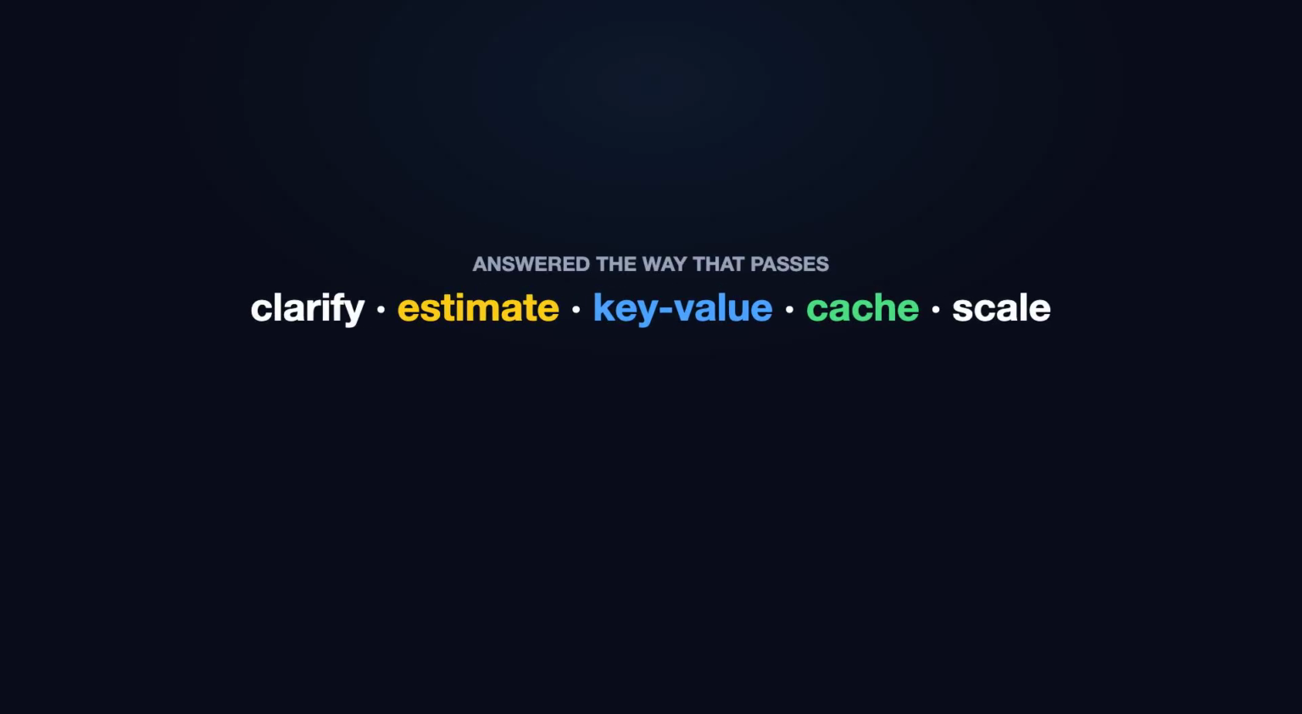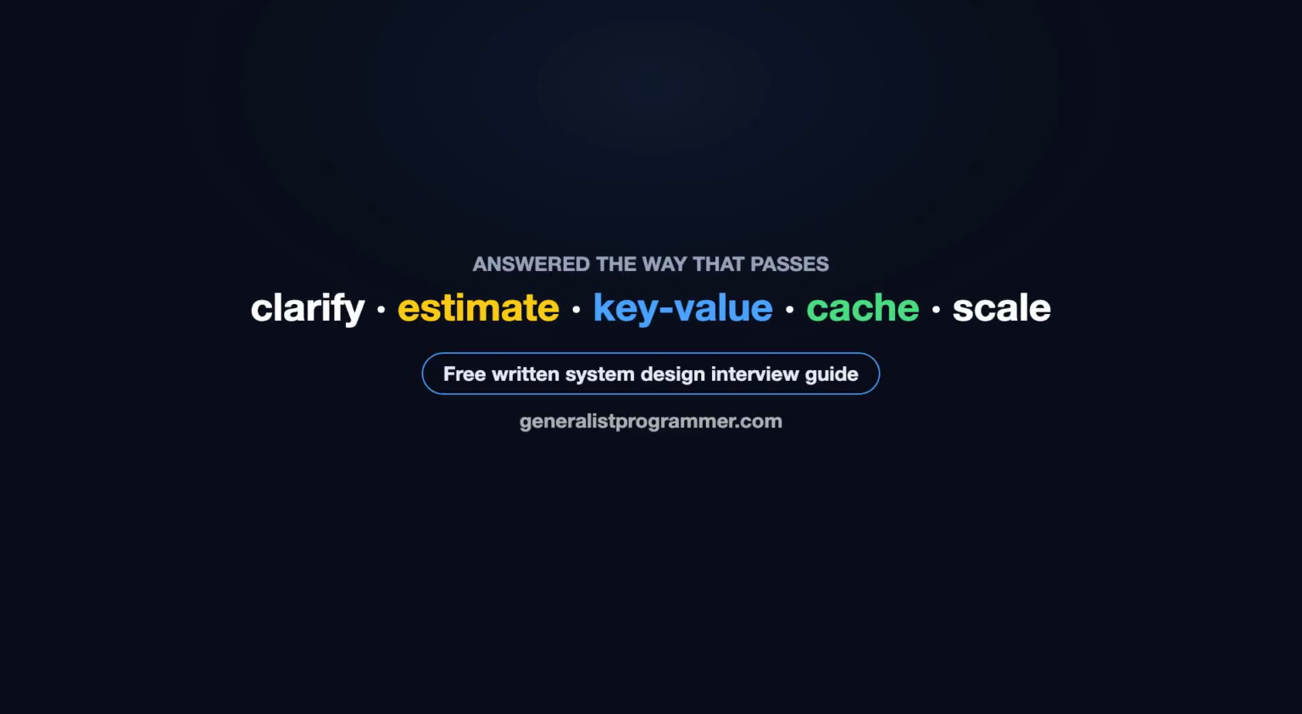That is the URL shortener, answered the way that passes the interview. Clarify first, estimate with round numbers, keep the API tiny, treat it as a key-value lookup, nail the code generation, put a cache in front, know your 301 from your 302, and scale the read path. Do that, and you have not just answered one question, you have shown the interviewer a repeatable process they can trust on the next one.